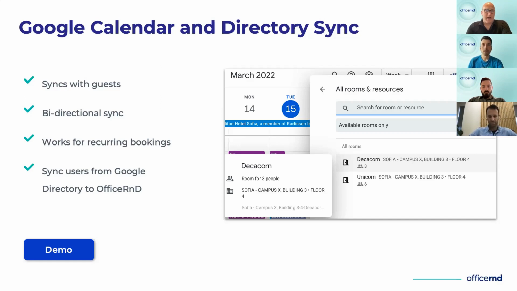The integration provides a two-way sync with Google Calendar. So all meetings that you create or edit in Google Calendar are reflected in OfficeRnD and vice versa. And when a booking is made, updated or canceled in OfficeRnD, it's sent to the meeting room, organizer, and guest calendar in Google Calendar and vice versa. The integration also works for one-off and recurring bookings.